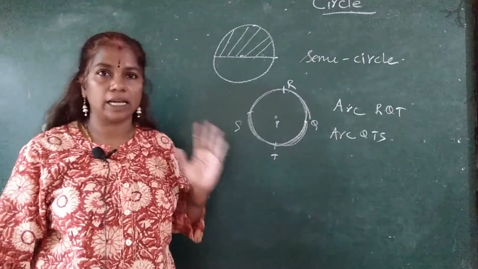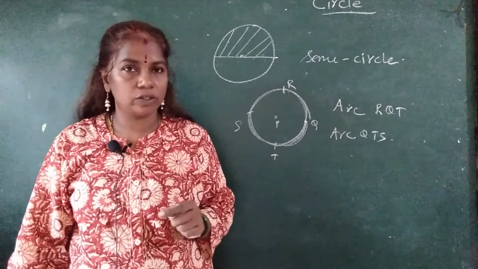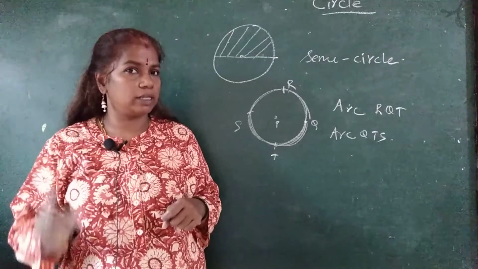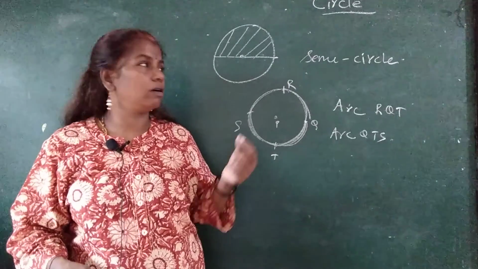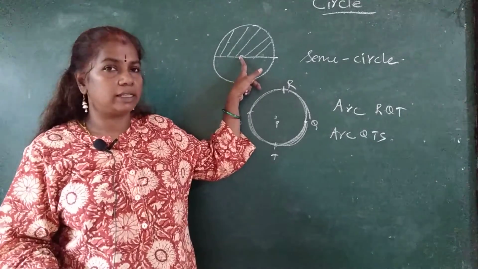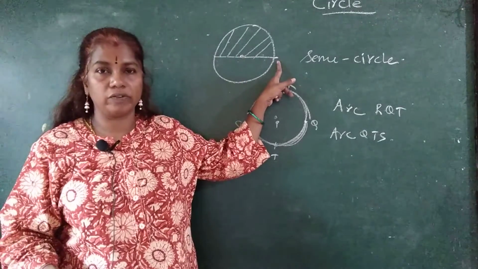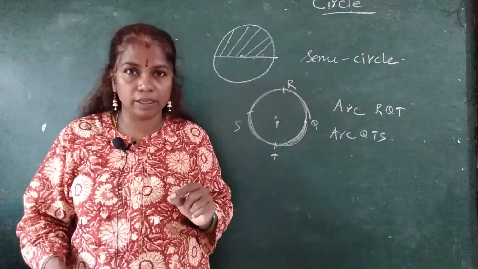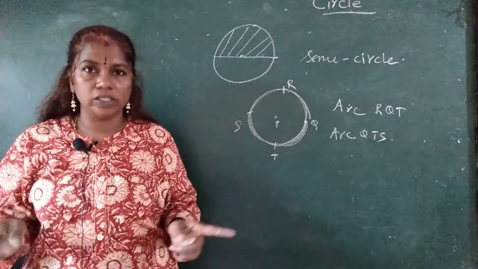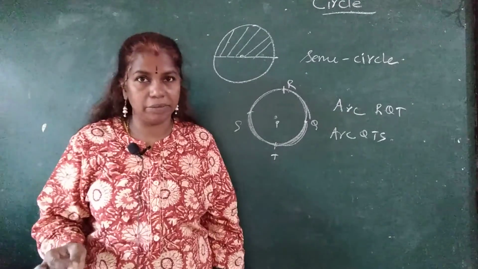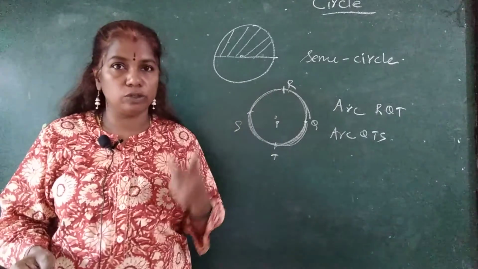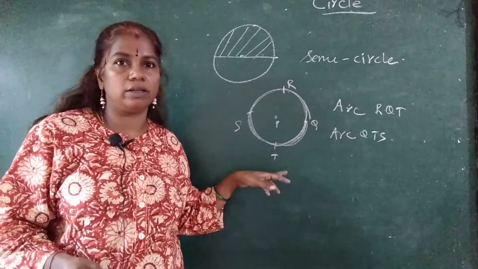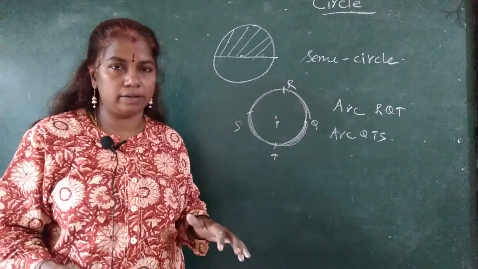Let me revise. I have drawn a circle. I gave a dot in the center and it is known as center. The boundaries are known as circumference. Then we saw the line from the point, that is center, to the circumference, radius. Then a chord passing through the center of the circle and touching the circumference is known as diameter. A circle divided into 2 parts is a semicircle, and the boundary part of a circle we call an arc.